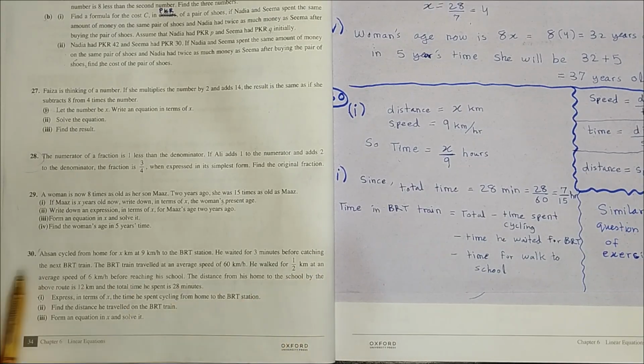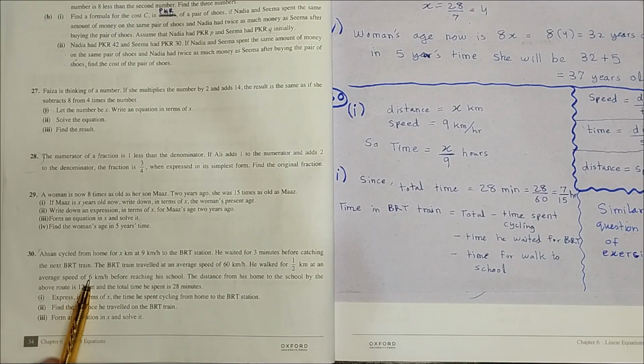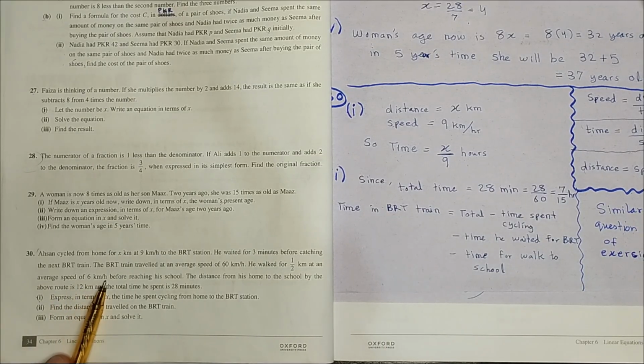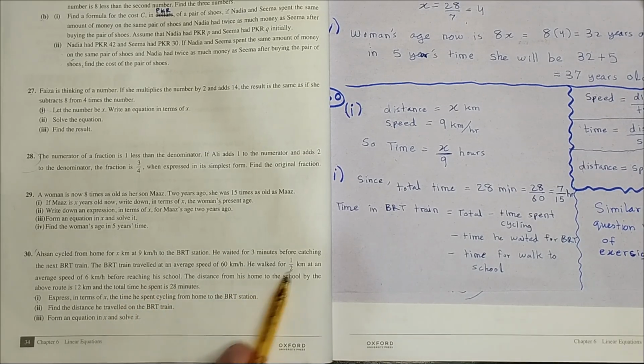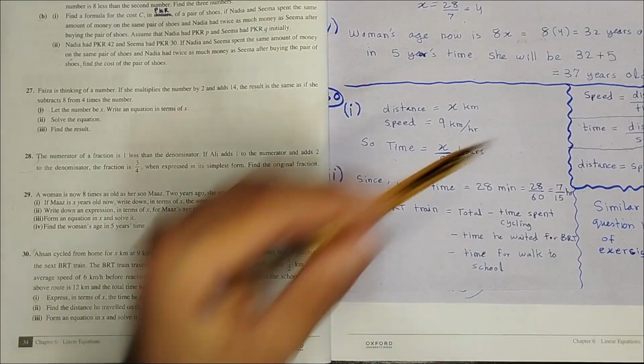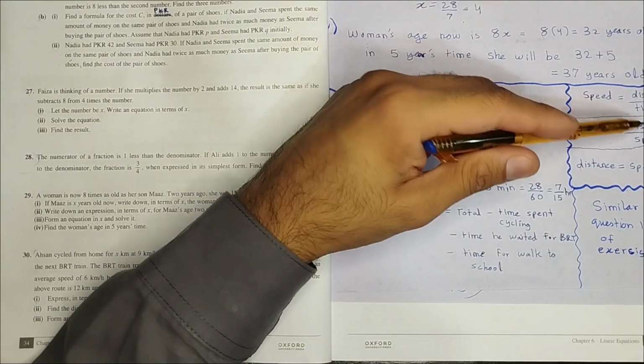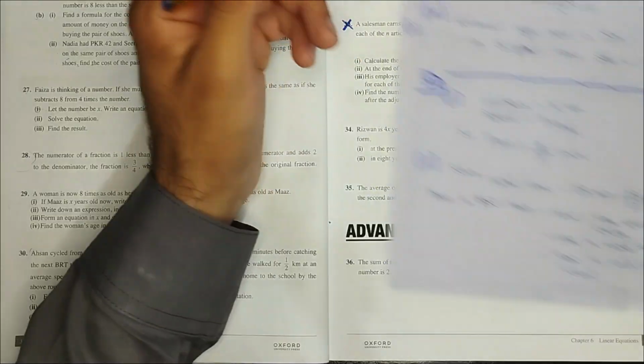He walked 0.5 kilometers at an average speed of 6 kilometers per hour before reaching his school. This is the distance that he walked, and this is the speed that he had. And what did I say about time? Time is equal to distance divided by speed.